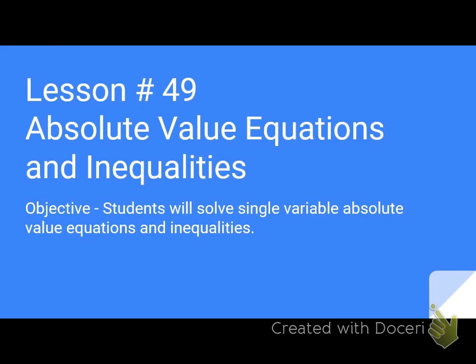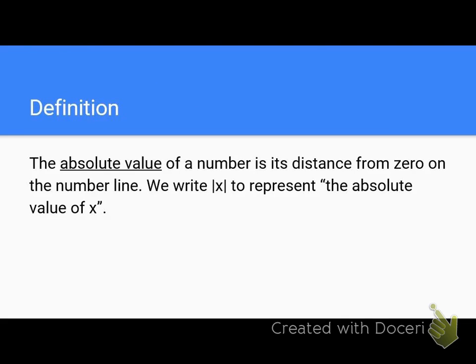But if you need more help, please come on in and make sure you ask for it, for myself or Miss Good. So the definition, write this down if you're on the video: the absolute value of a number is the distance from 0 on the number line. So we write absolute value of x to represent the absolute value of x, which means how far is x from 0.